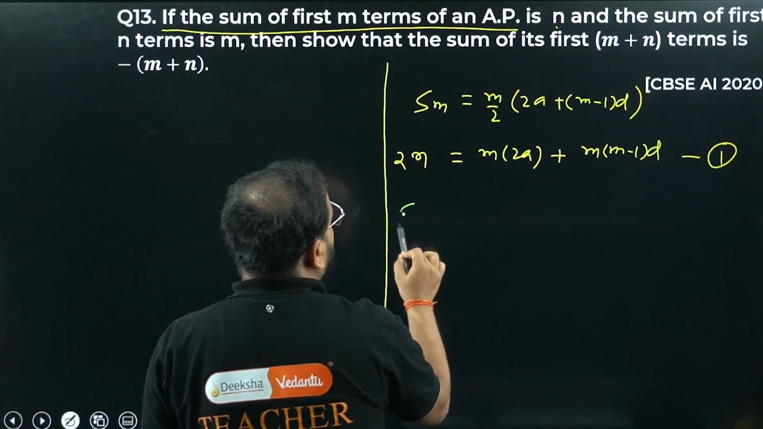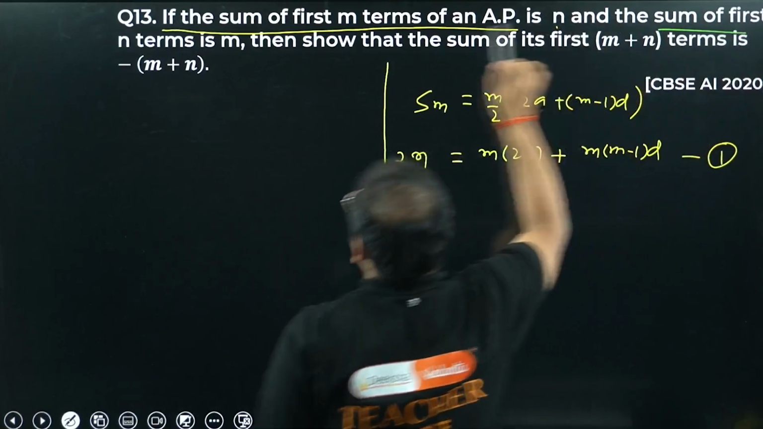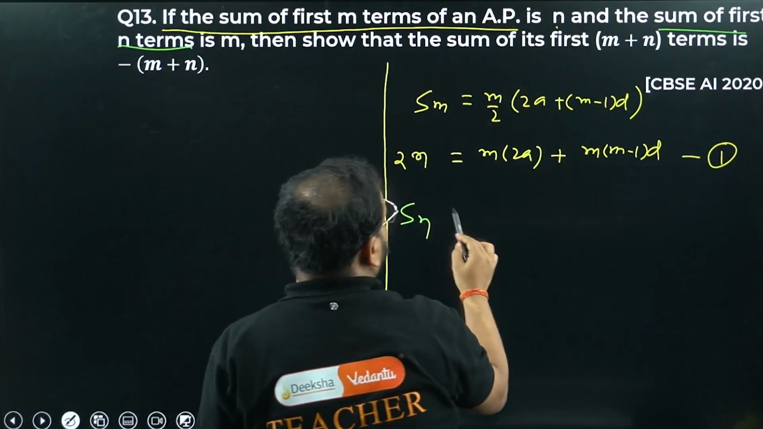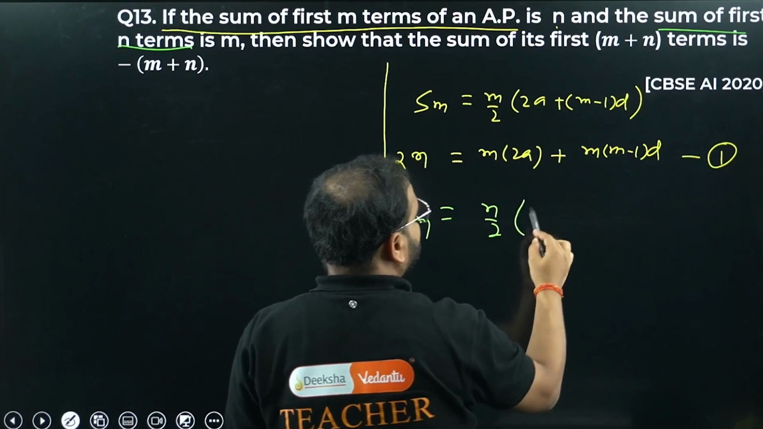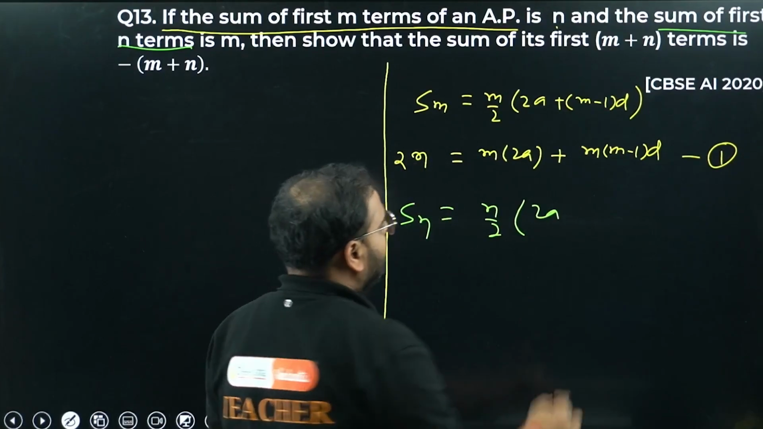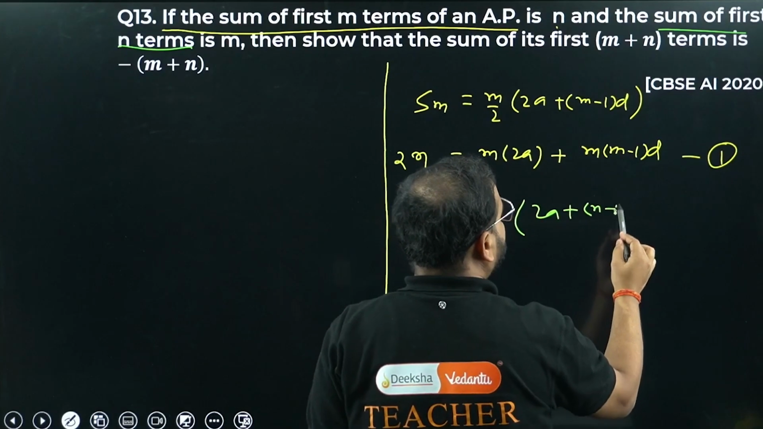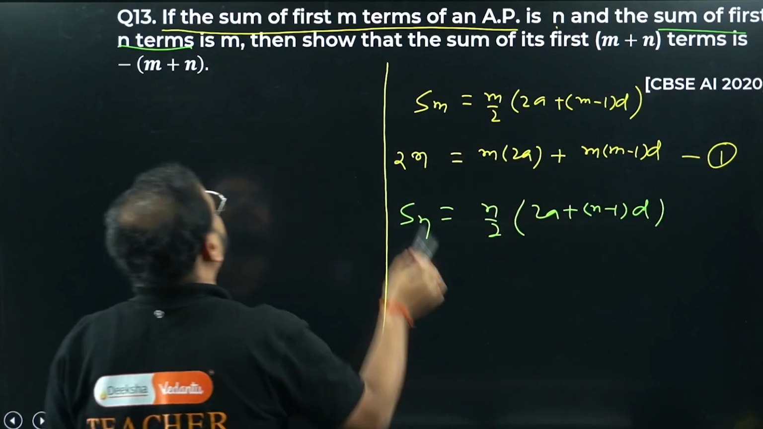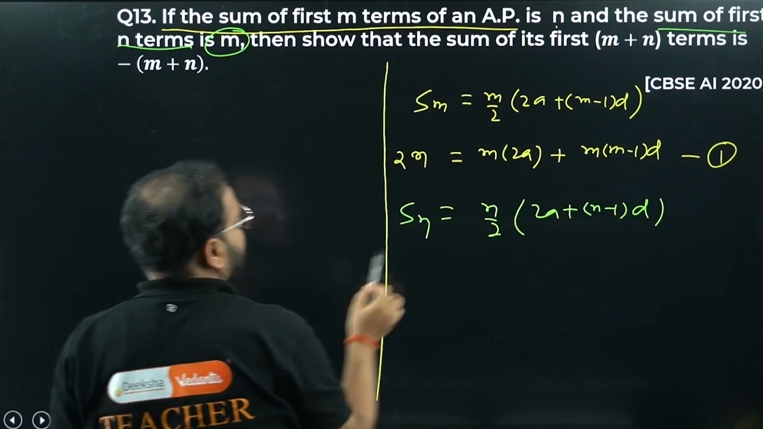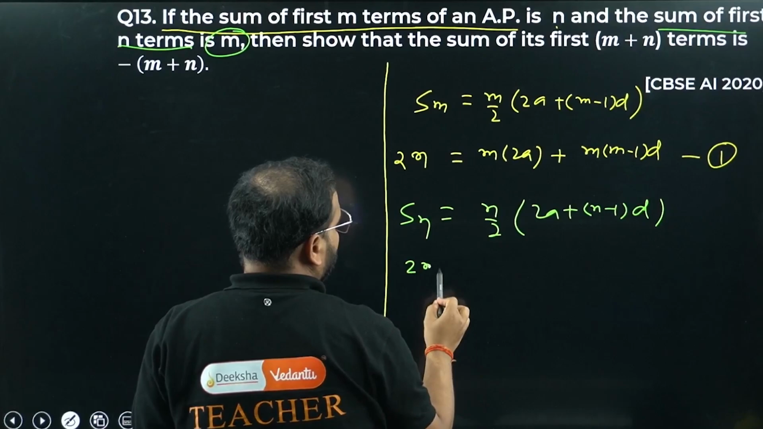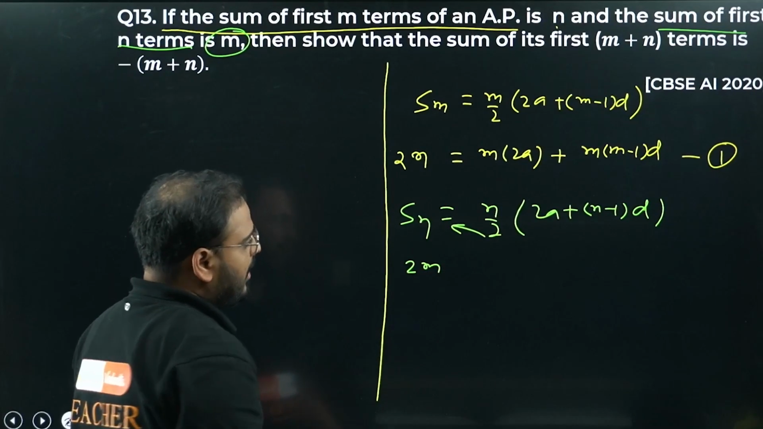This time they are asking for the sum of the first n terms. So right here Sn will be n by 2 times 2a plus n minus 1 times d, given as m. So Sn as m becomes 2m, if you bring this 2 on this side.